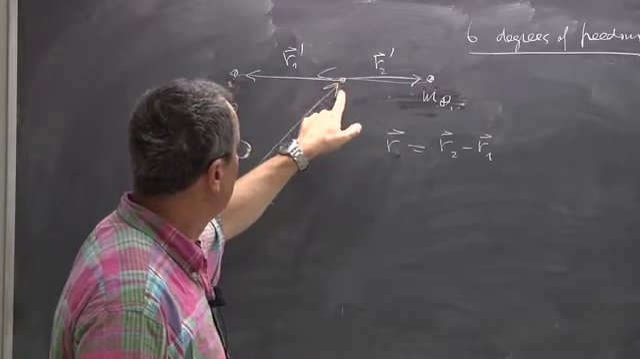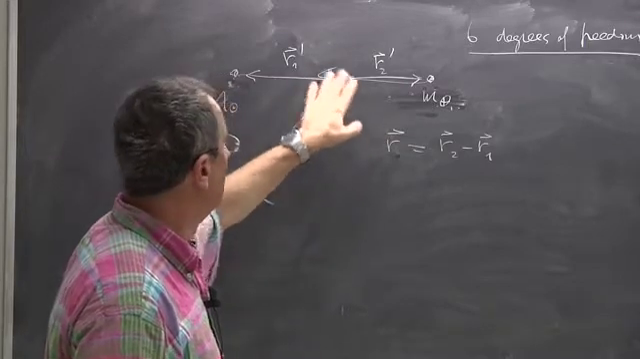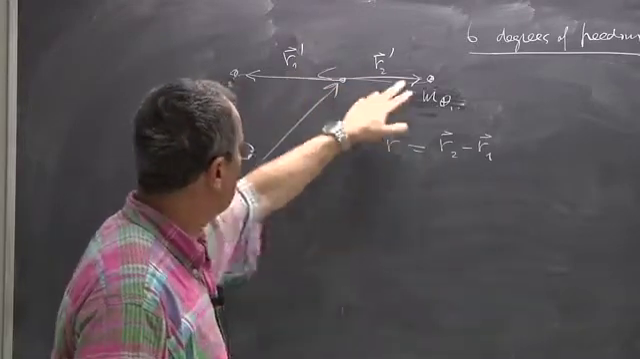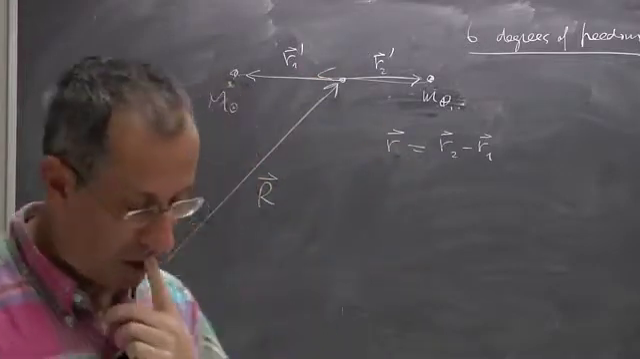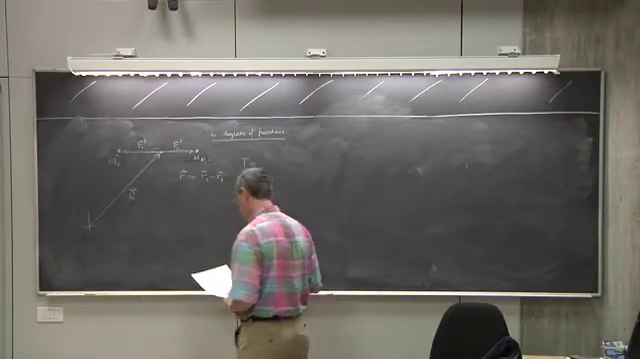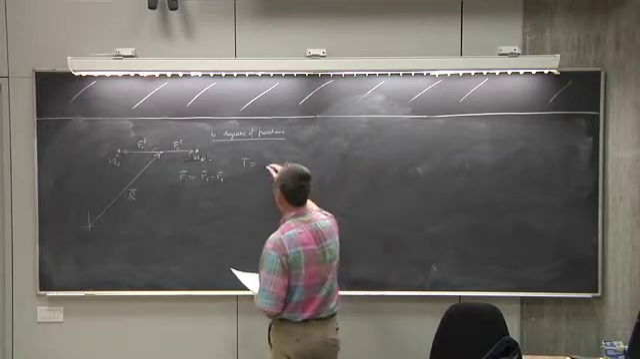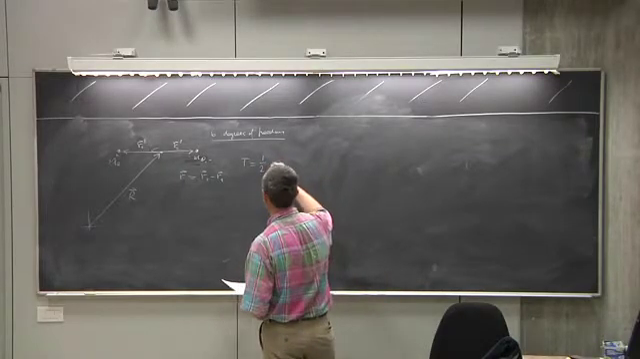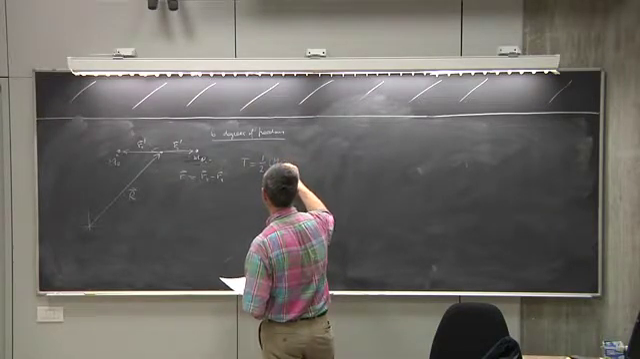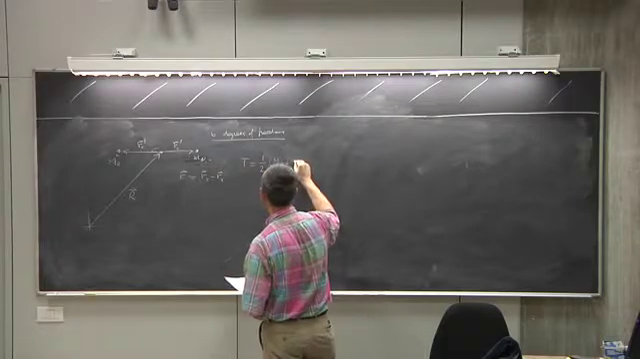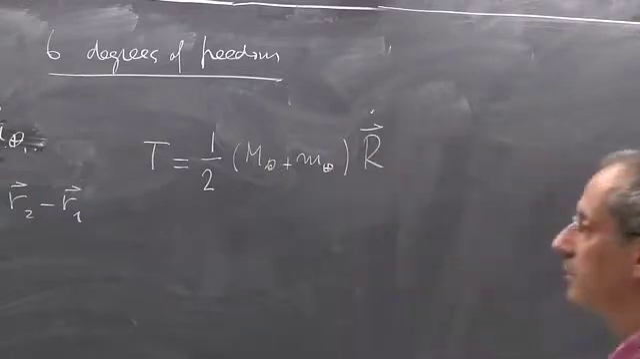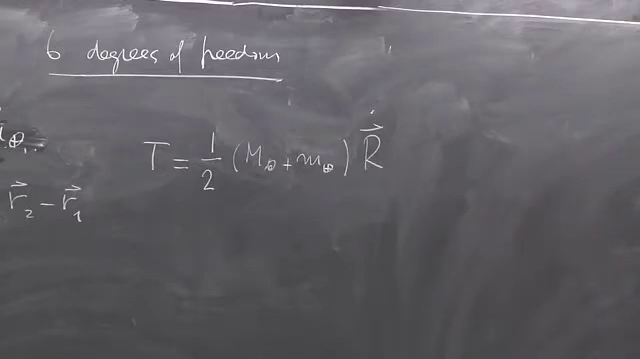And then, just to make the picture nicer, I introduce these 2 vectors, the difference of which is the total distance between the 2. Okay, so I can write the kinetic energy of this system, and as I said, it is the total mass, the Sun plus the Earth, times big R dot squared. So that's the kinetic energy of the center of the mass.